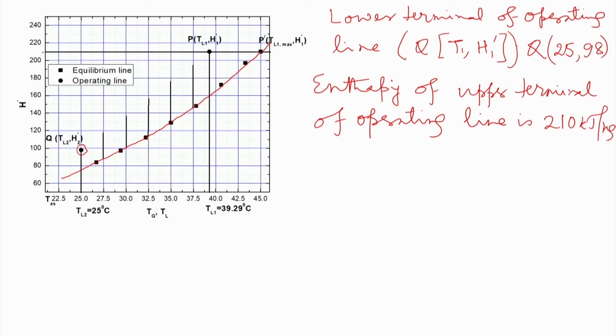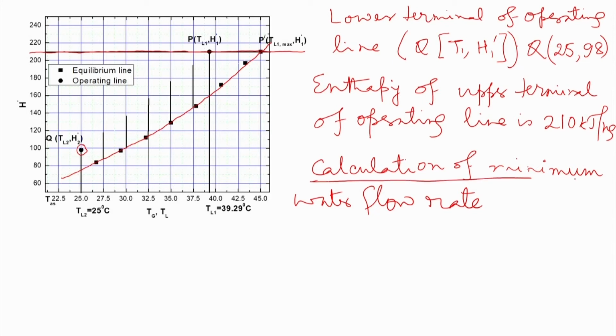So, now we will be drawing one line parallel to the temperature line. We do not know where this point P, the upper terminal, will actually be, but this is how we handle the minimum water flow rate. So, now we will be doing the calculation of the minimum water flow rate.